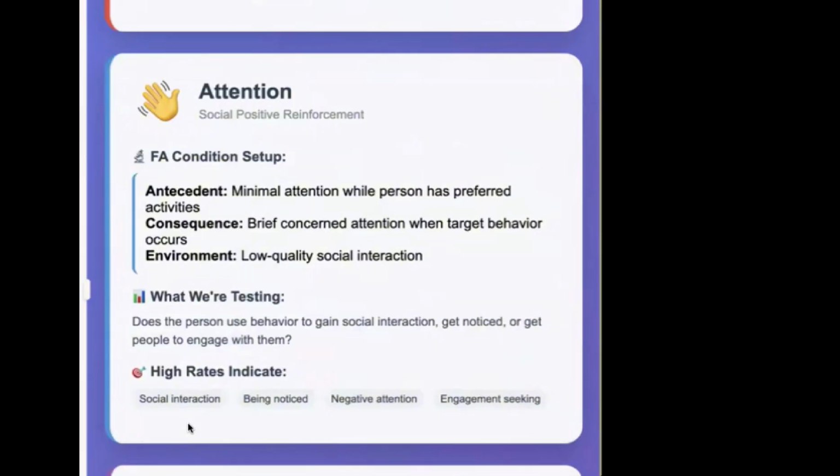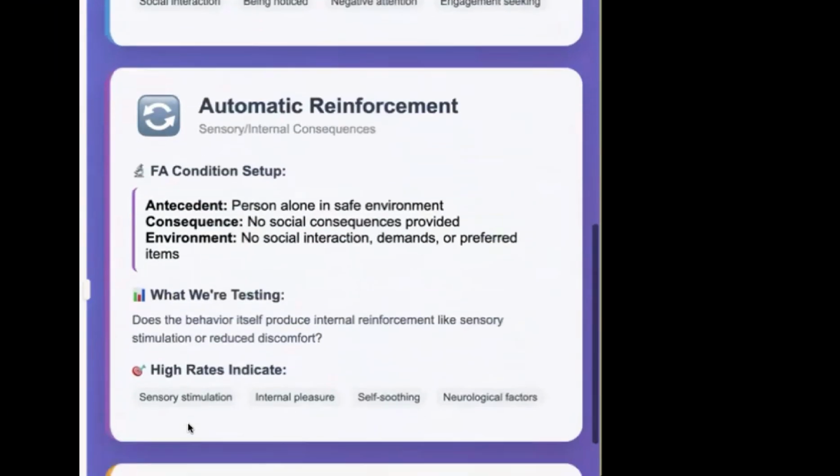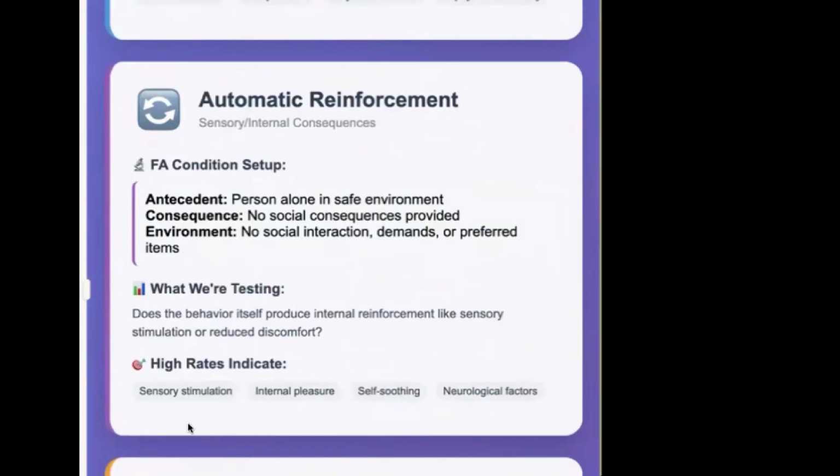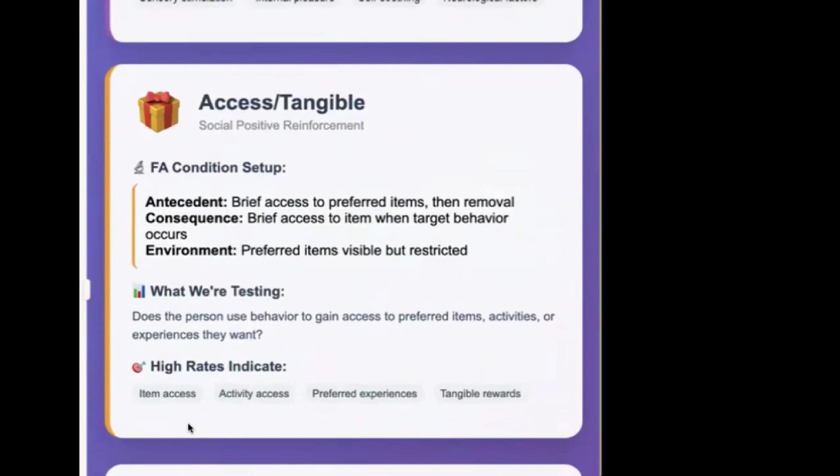So all of this is behavior and important behavior for us to acknowledge. Automatic reinforcement: sometimes sensory seeking, sensory stimulation, internal pleasure, self-soothing, neurological factors. This one's very important to understand and identify. So if the behavior is happening alone, and the person's alone in a safe environment, and the behavior is happening like hand flapping or nose picking, and there's no social consequences, there's no social interactions that would reinforce the behavior, no demands or preferred items removed, that does indicate that automatic reinforcement is present, or if it's happening across all conditions.